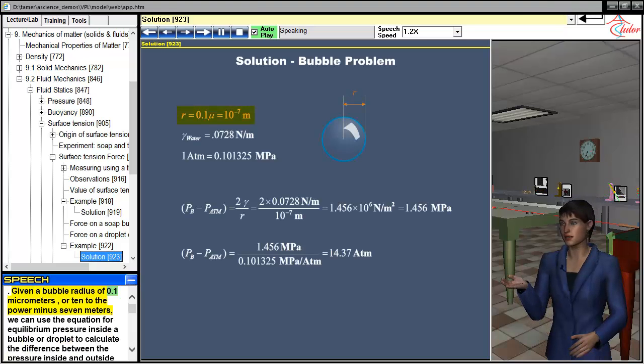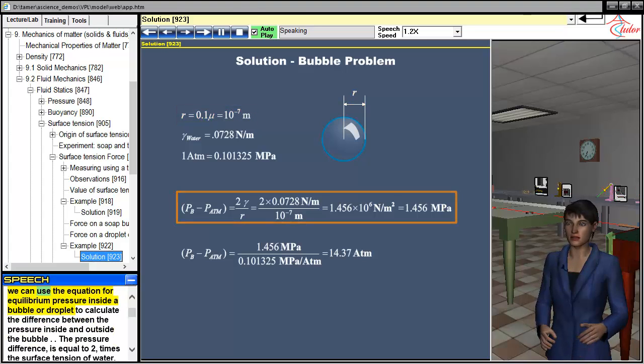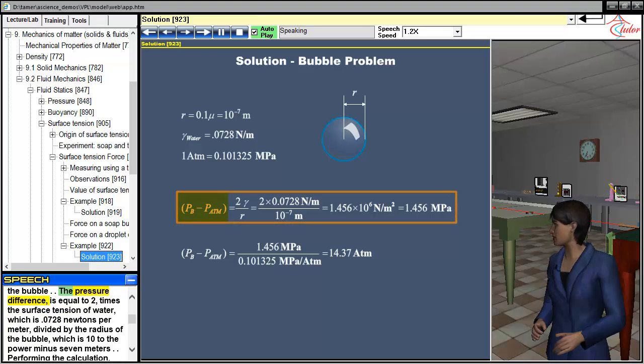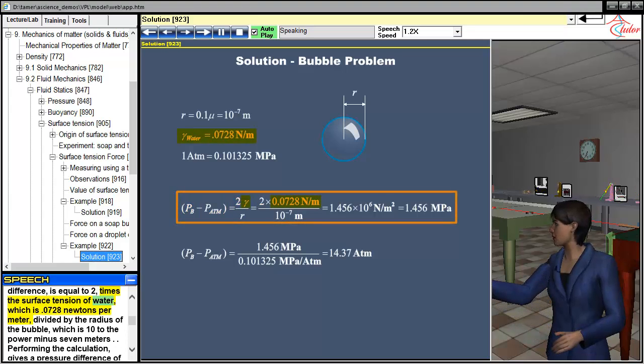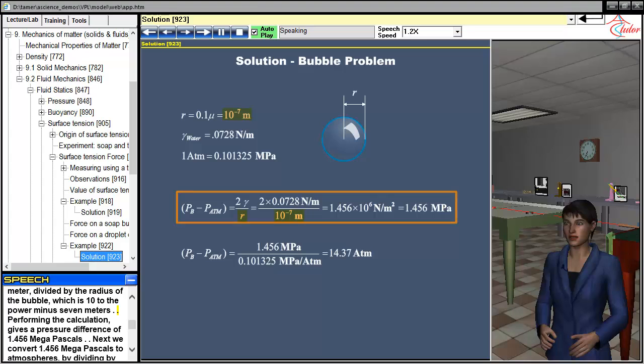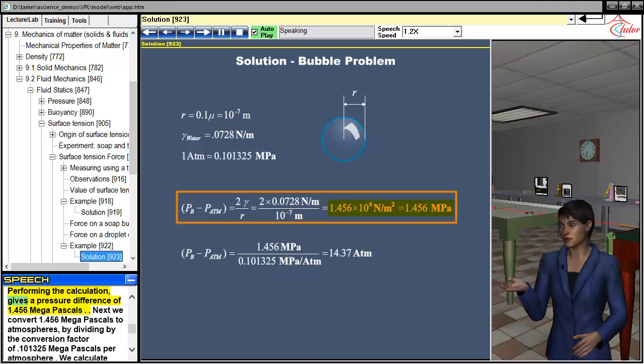Given a bubble radius of 0.1 micrometers, or 10 to the power minus 7 meters, we can use the equation for equilibrium pressure inside a bubble or droplet to calculate the difference between the pressure inside and outside the bubble. The pressure difference is equal to 2 times the surface tension of water, which is 0.0728 newtons per meter, divided by the radius of the bubble, which is 10 to the power minus 7 meters. Performing the calculation gives a pressure difference of 1.456 megapascals.